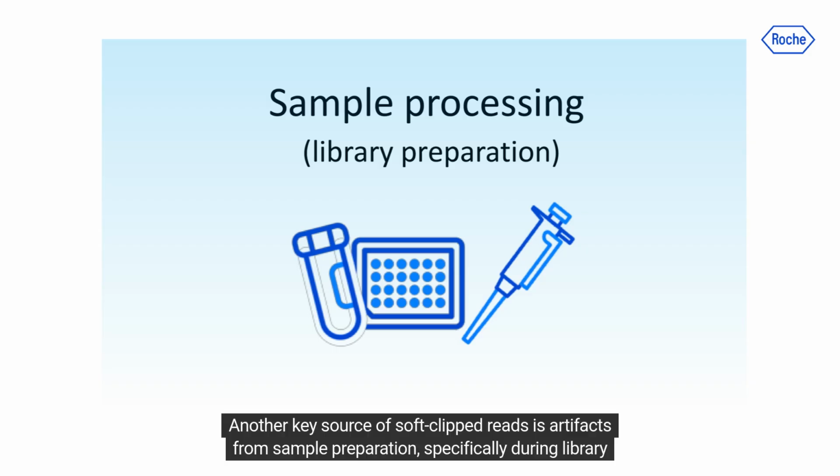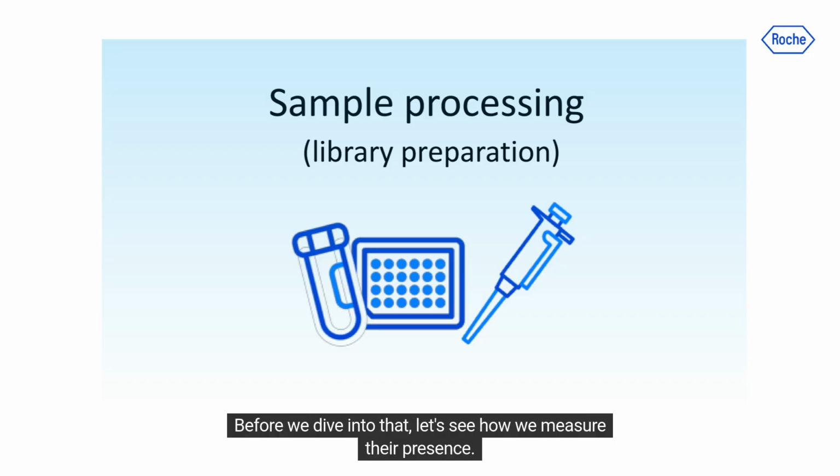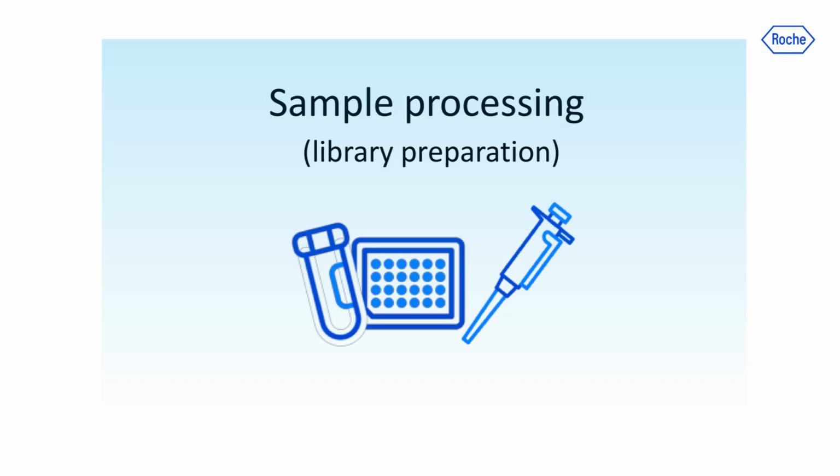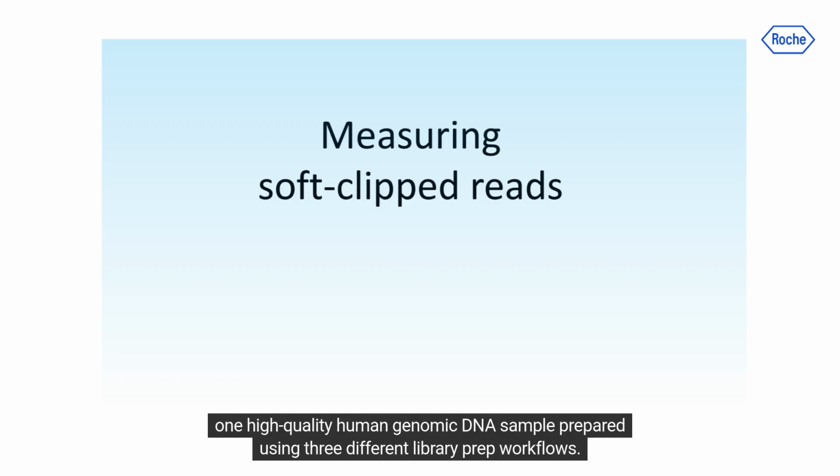Another key source of soft-clipped reads is artifacts from sample preparation, specifically during library prep, due to technical issues. Before we dive into that, let's see how we measure their presence. To show how different library prep methods can affect the number of soft-clipped reads, we'll use data from one high-quality human genomic DNA sample prepared using 3 different library prep workflows.